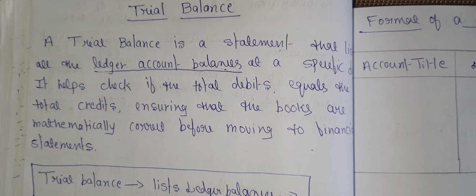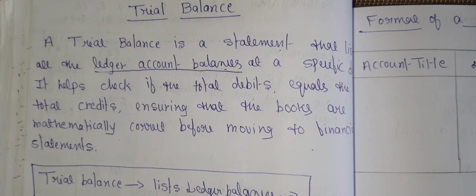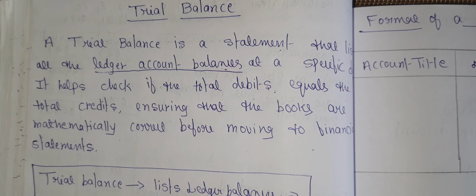Hello everyone. In the last class, we learned about trial balance. It means what? It is a statement that lists all the ledger account balances at a specific date. It helps to check that the total debits equal the total credits, ensuring that the books are mathematically correct before moving to financial statements.